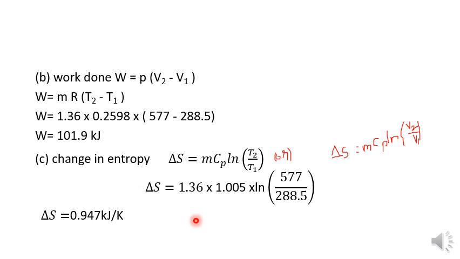Work done during the constant pressure process, W is equal to P into V2 minus V1. In that, we don't know the P, V2 and V1 values. So there is an alternate formula, W is equal to MR T2 minus T1. We know the M value, R value, T2 value and T1 value. Substitute all the values in the formula, we will get the W value. Next, change in entropy during the constant pressure process. Delta S is equal to m Cp ln T2 by T1, or we can use delta S is equal to m Cp ln V2 by V1. Substitute all the values in the formula, we will get the change in entropy during constant pressure process, that is 0.947 kilojoule per Kelvin.